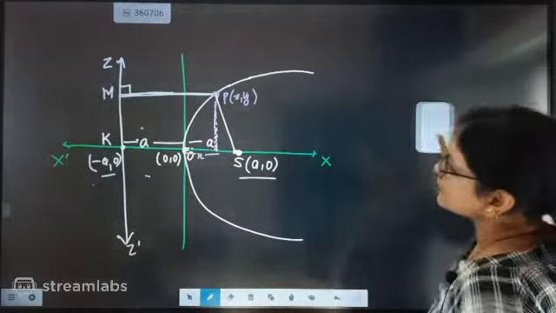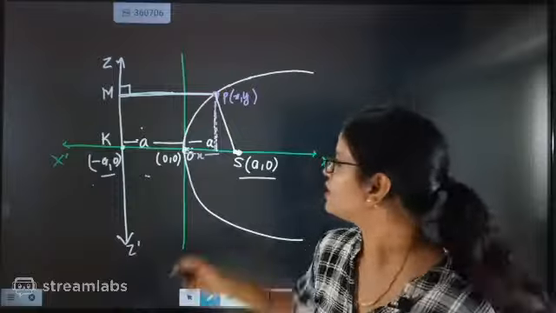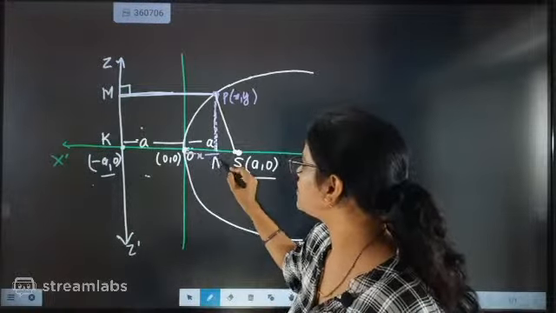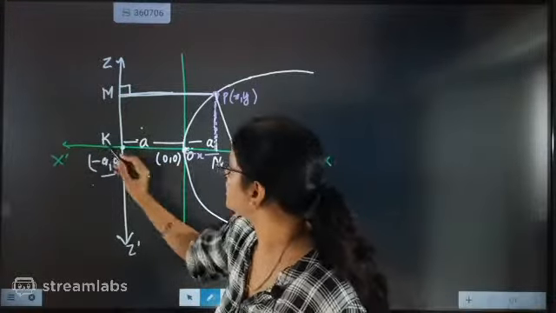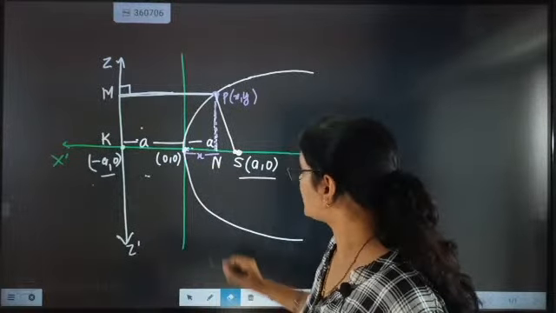So now one by one we are going to do. Our basic point is, let's name something here. So origin is O here. This part we are going to take as N. Already we have taken it as K.